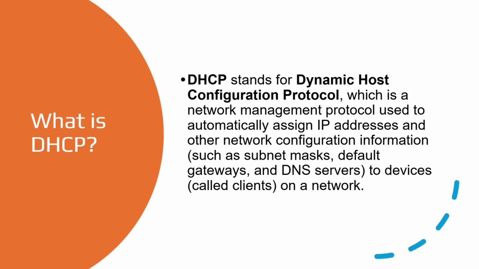So DHCP stands for Dynamic Host Configuration Protocol, which is a network management protocol used to automatically assign IP addresses and other network configuration information such as subnet mask, default gateways, and DNS servers to devices called clients on a network. Basically, DHCP is a protocol used to automatically assign IP addresses to clients, for example, a computer.